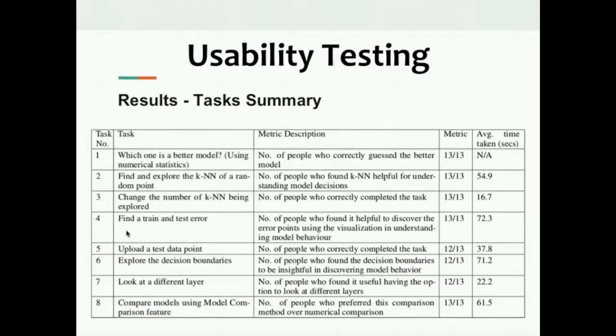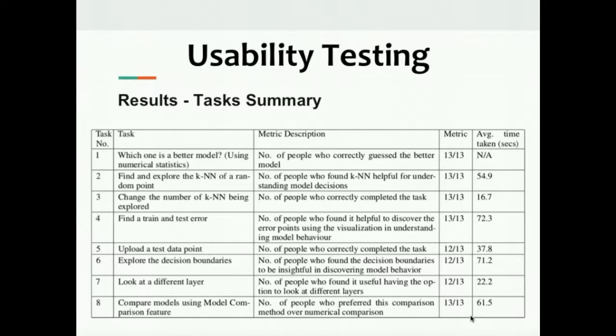So the participants took longest to carry out task 4, which regarded finding a train and test error. This was due to the fact that they actually had to spend time looking for the train and test error, and they also struggled most with exploring decision boundaries, so task 6. And this is due to the fact that a lot of people had questions regarding the decision boundaries, as they came in with a pre-contextual concept that decision boundaries were actually the gaps between the clusters in the models instead of what we were actually presenting.